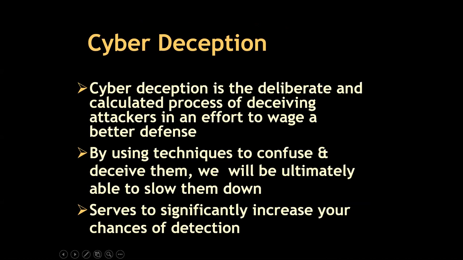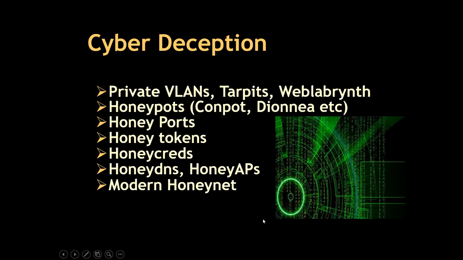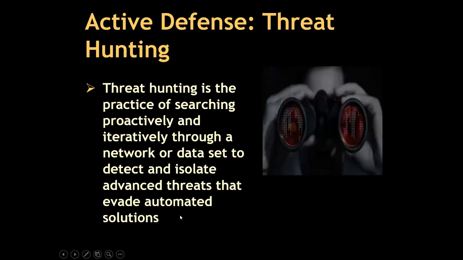It's to confuse them and slow them down, because we can't really stop these attackers today. There's no way of preventing an attack. The only way is to do detection by doing cyber deception. These are techniques like honeypots, honeyports, honey tokens. I don't want to get into all this because it's a lot of technical stuff. Maybe in some other sessions we will go into this.